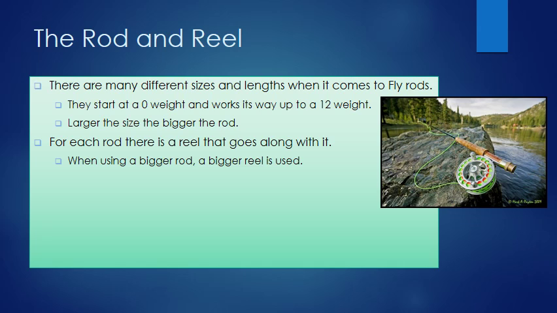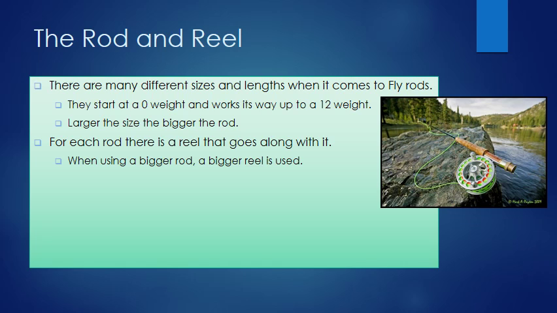If you're going for the smaller trout or the smaller fish, a 0, a 1, a 2, or a 3 weight will work perfect for that. But as you make your way up to the higher weights, such as a 10, 11, or a 12, these are used for the bigger fish, like big bass or big trout. The larger the size, the bigger the rod is. So 0 weight is a smaller rod, and a 12 weight is a bigger rod.